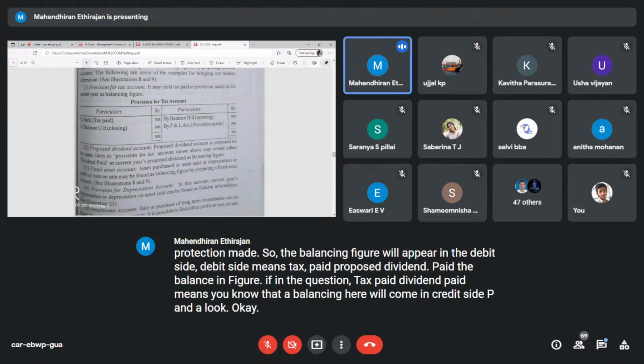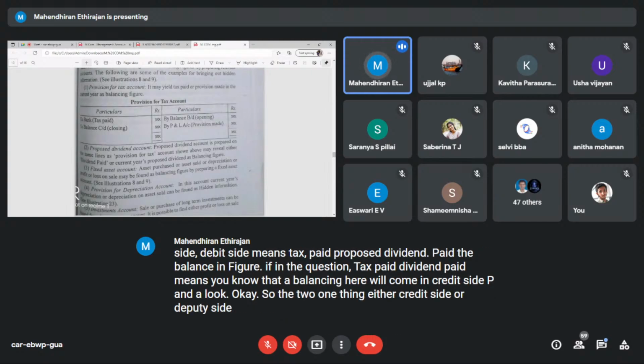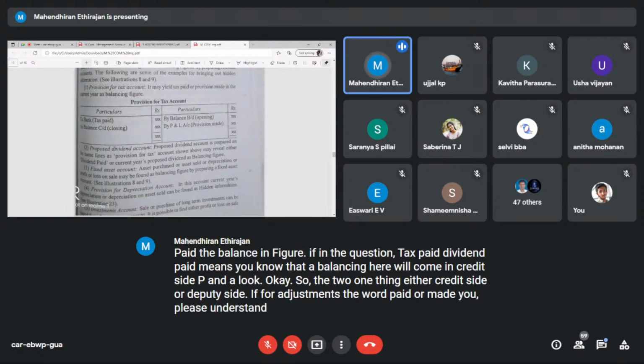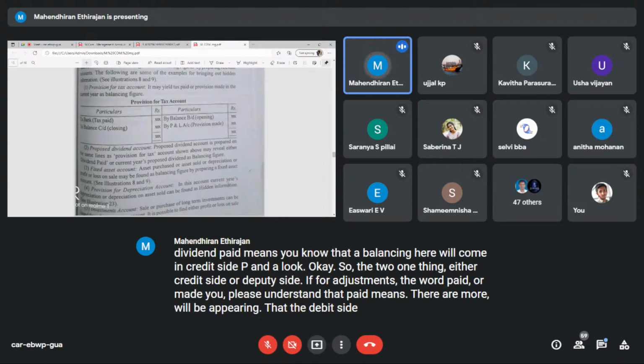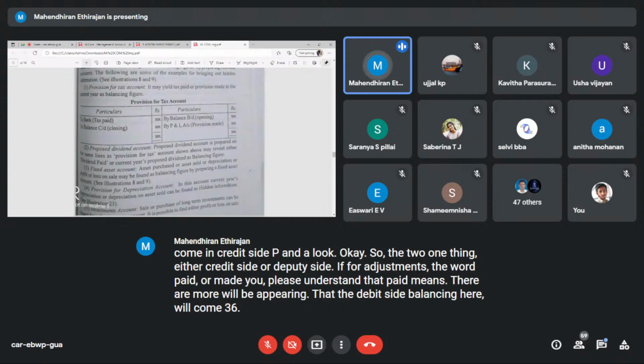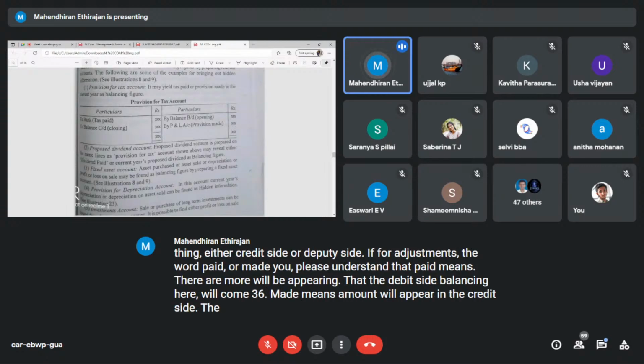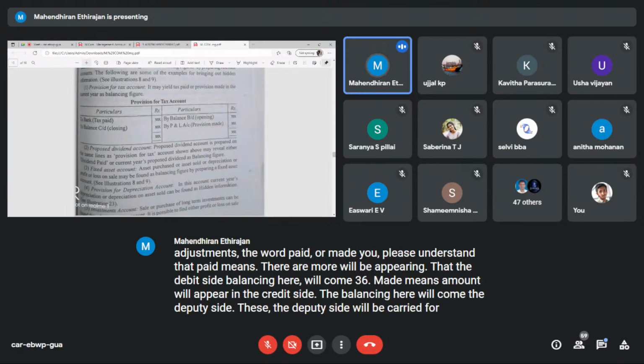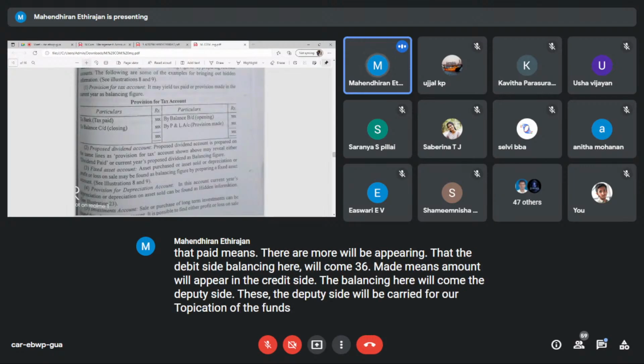So one thing, either credit side or debit side. If in the adjustments the word is paid or made, please understand that paid means the amount will appear on the debit side and the balancing figure will come on the credit side. Made means the amount will appear on the credit side and the balancing figure will come on the debit side. The debit side will be carried forward to the application of the funds flow statement. Okay, it's over. The theoretical part is over.